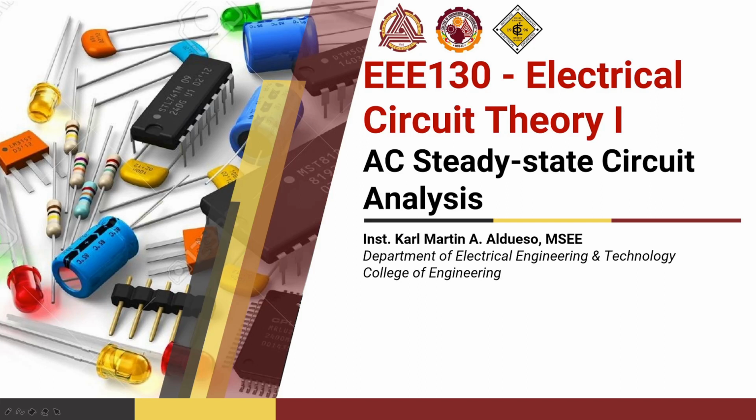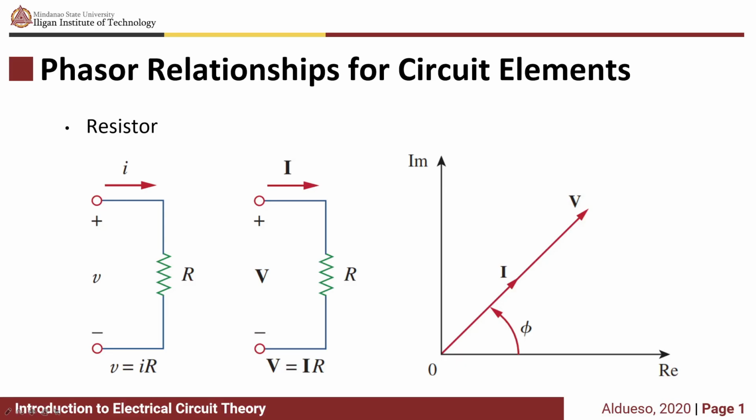Now let's proceed to AC steady state circuit analysis. So, phasor relationships for circuit elements. For resistors, in the time domain, V is just equivalent to I times R. Now if we convert it to the frequency domain, it's just the same: V equals I times R. Now graphing the phasors I and V, they are in phase, or there is no angle difference between the voltage and the current.